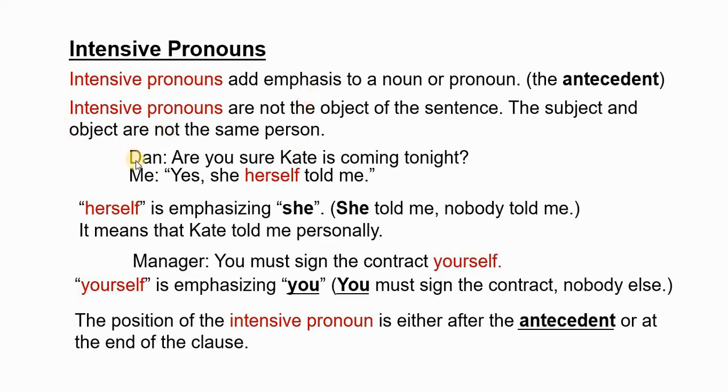For example, down here: are you sure Kate is coming tonight? Yes, she herself told me. So herself is emphasizing she. Again, the word herself is emphasizing she, or intensifying the subject. She told me. Nobody else told me. And so we are stressing the fact that it is Kate who told me.